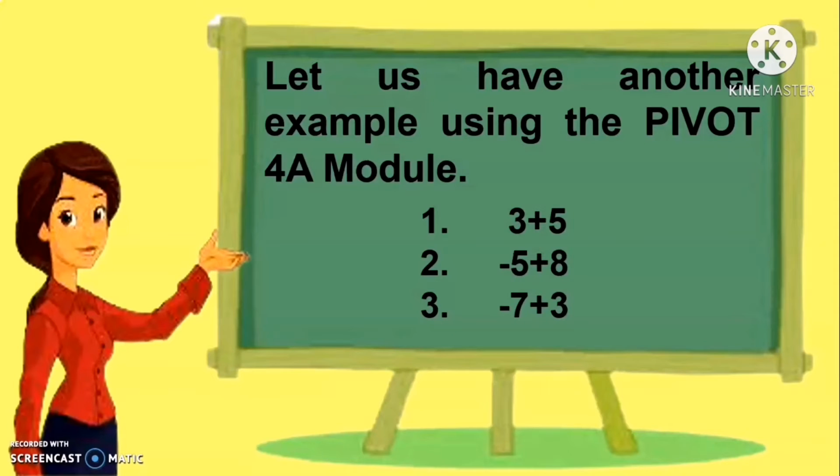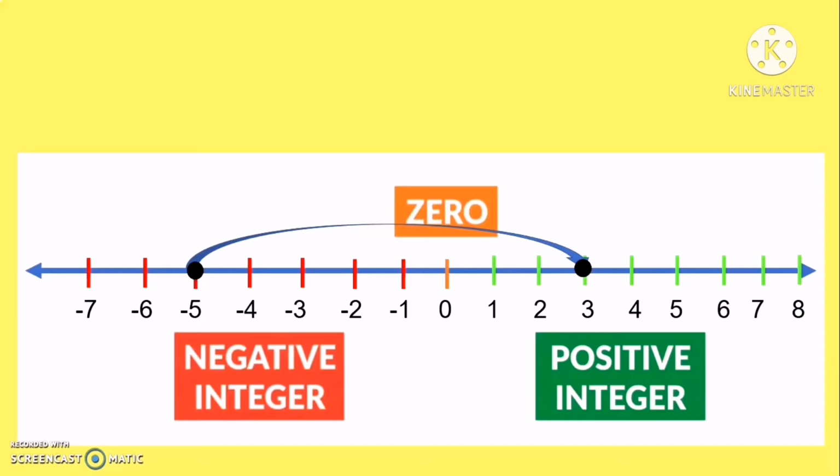Number 2, negative 5 plus positive 8. Plot negative 5 on the number line. Then move 8 points to the right. The answer will be positive 3.